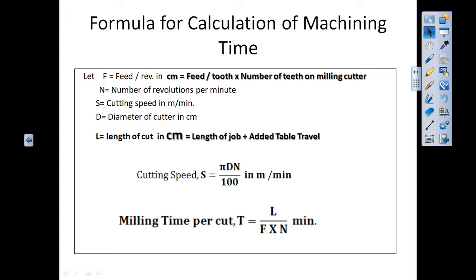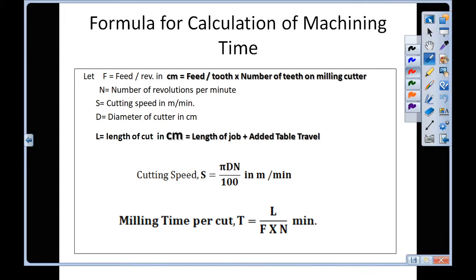Next we will cover the second part, how we calculate the machining time in case of a milling machine. Suppose F is the feed per revolution in centimeters. In case of a milling cutter, it has a number of teeth, so feed per tooth multiplied by the number of teeth. N is the revolutions per minute, RPM, S is the cutting speed in meters per minute, D is the diameter of the cutter in centimeters. In case of milling, this is commonly used.